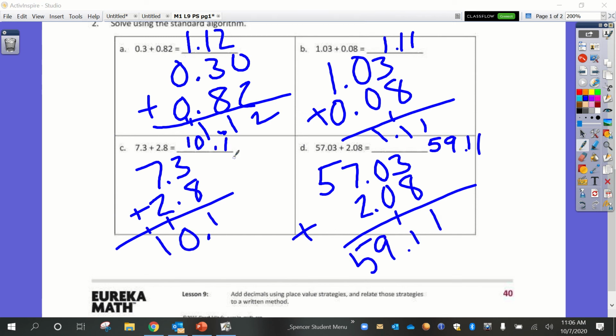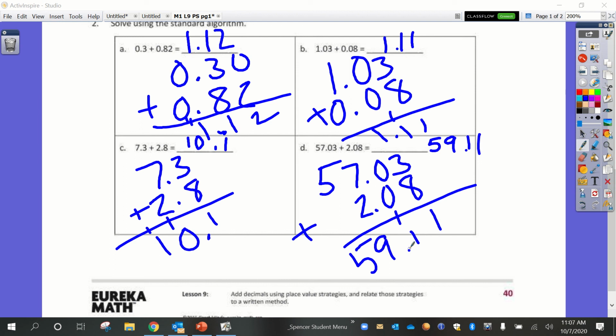All right, welcome back. Let's take a look at C. 3 plus 8 tenths is 11 tenths, so we regrouped. 7 ones plus 2 ones is 9, plus the 1 more is 10. So we bring the 0 down, regroup into the tens place, 10.1. 10 and 1/10 is the answer to that problem. All right, looking at D, 57 and 3 hundredths plus 2 and 8 hundredths. Well, 8 plus 3 hundredths is 11, and so we regrouped into the tenths place. 0 plus 0 tenths plus 1 more tenth that we regrouped is 1/10.